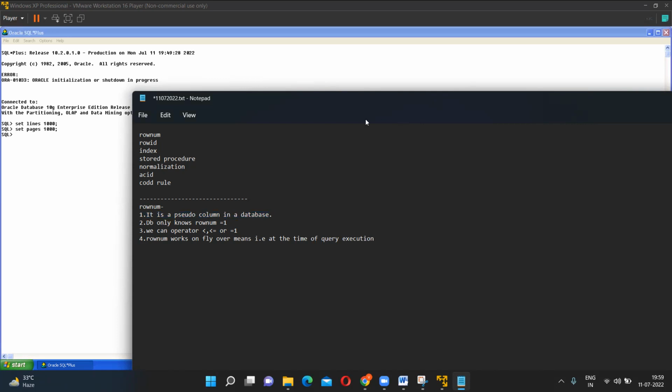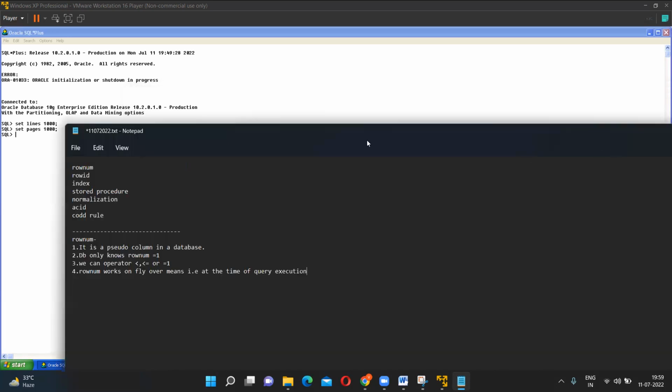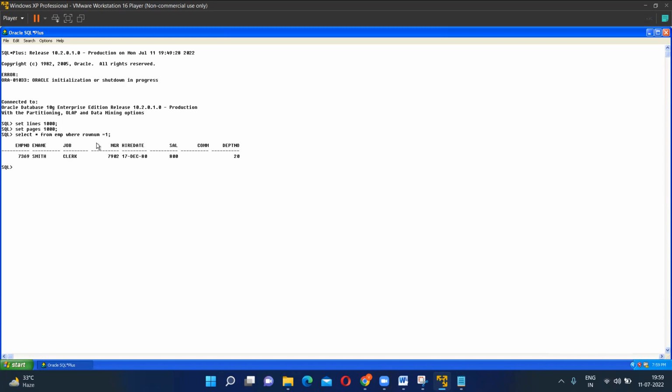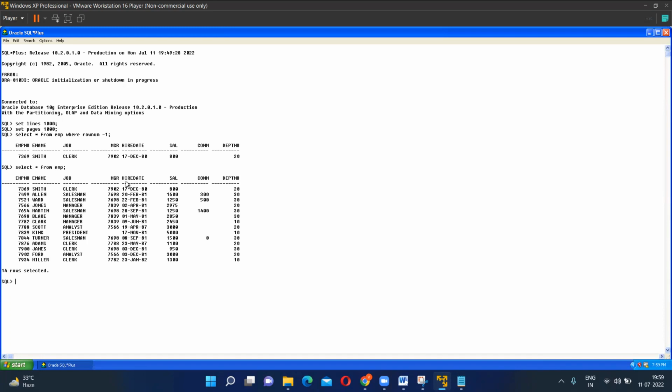Fine, guys. If you have understood this much, now tell me, if I want to get the first record, what is the query? Can someone tell me what is the query to get the first record? Select star from EMP where what, guys? Rownum equals to 1. Yes or no, guys? So this will give me the first record. Kirti, can you just tell me what is the query to get the first record? Where Rownum equals to 1.